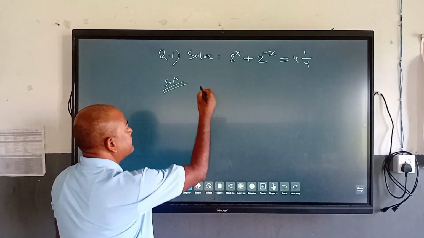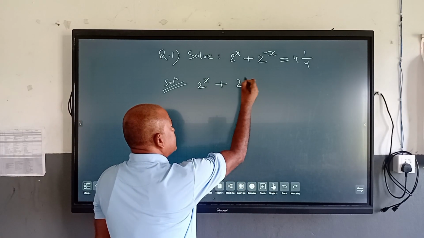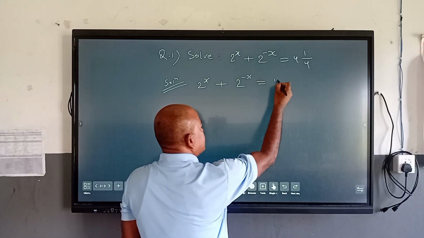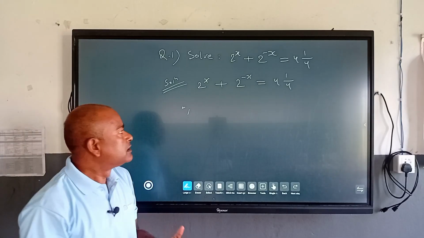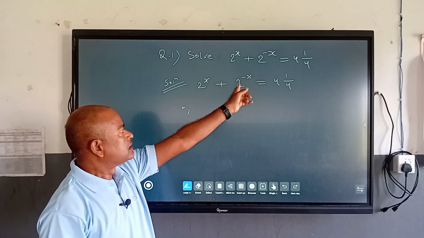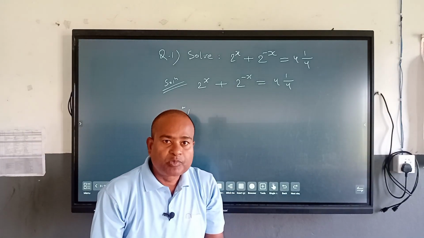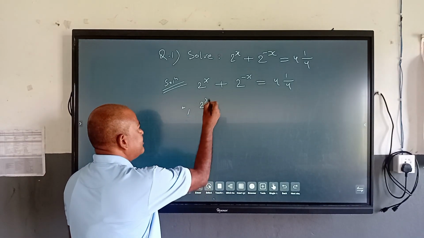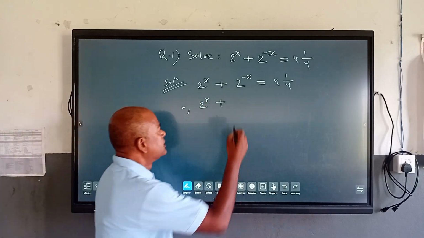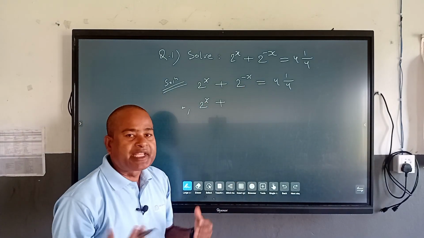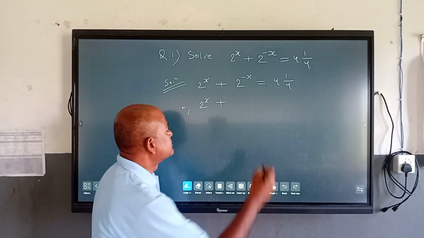Dear students, the question is 2 power x plus 2 power minus x equals 4 whole 1 by 4. So at first we change the power of the second term, which is negative, and make it positive. 2 power x we keep as it is because the power is already positive. Now the power of 2 is minus x, which is negative, so at first we have to make it positive.